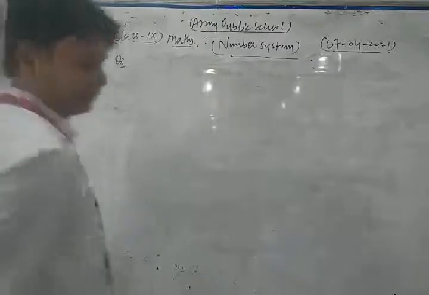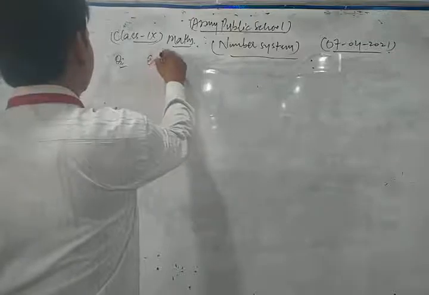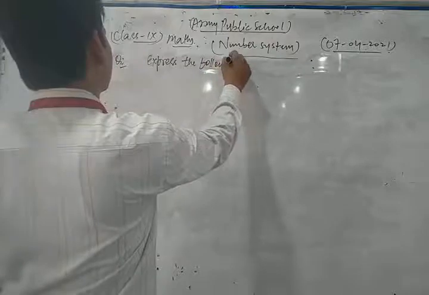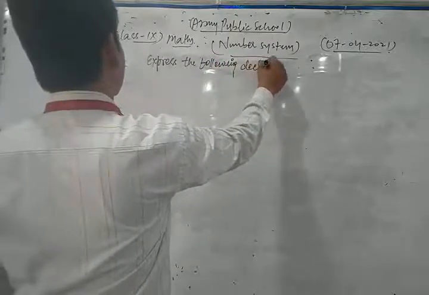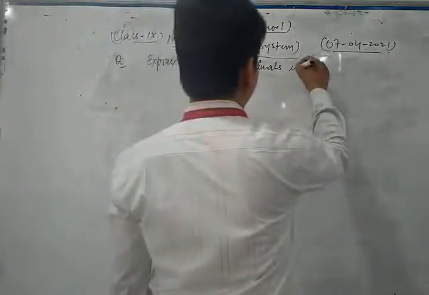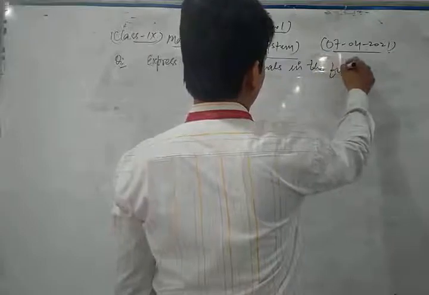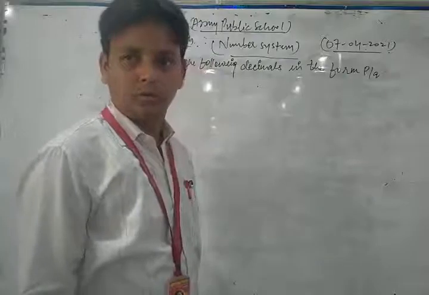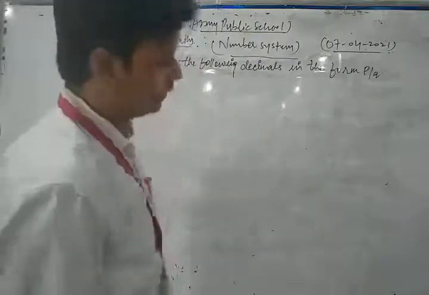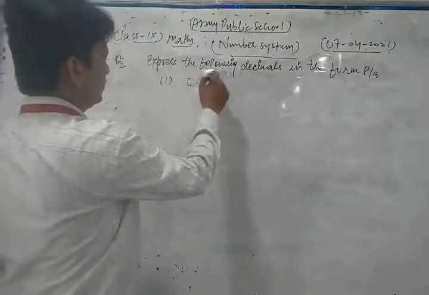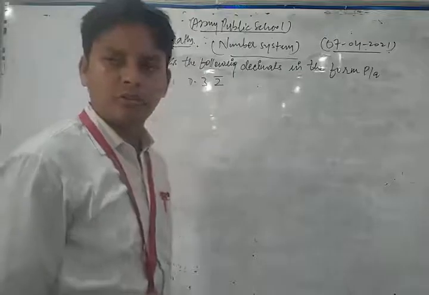And the question is, express the following decimals in the form p upon q. The questions are: first, 0.32 where the bar is on 32.